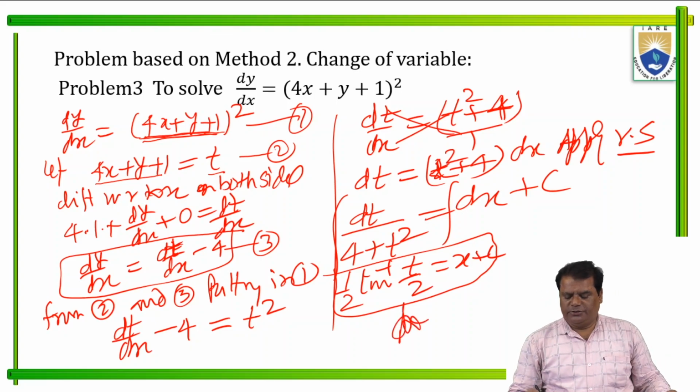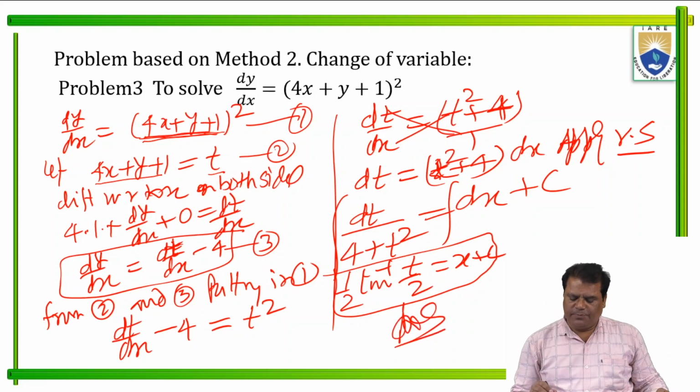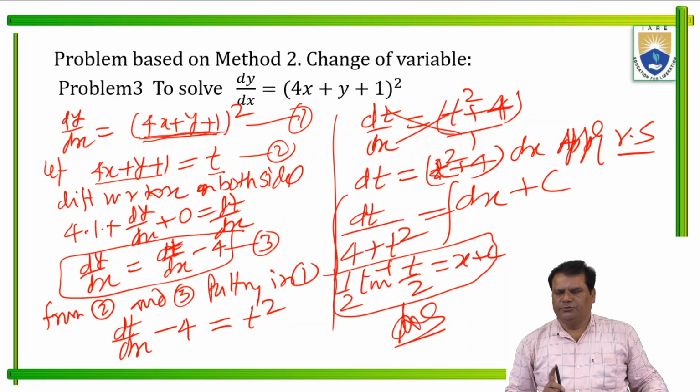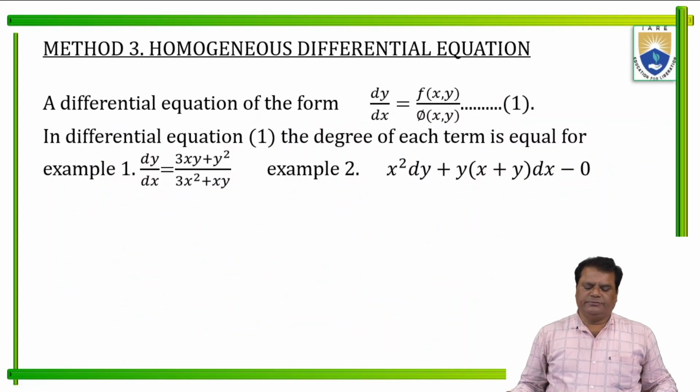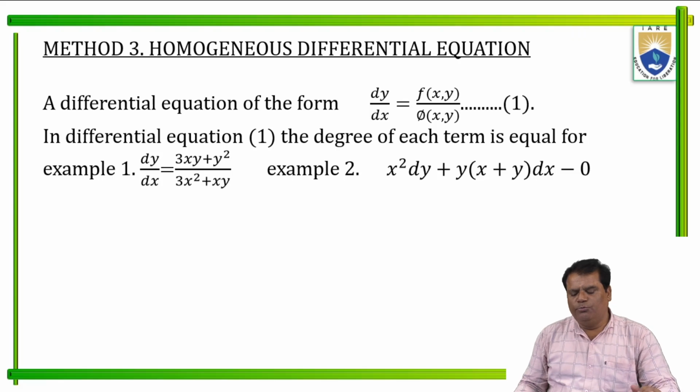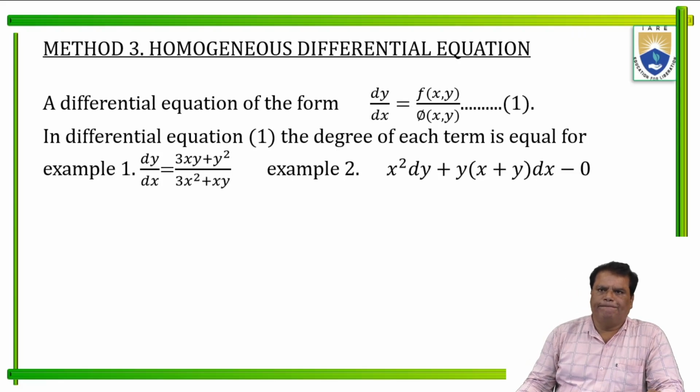So this is the complete solution of this question: 1/2 tan inverse (t/2) = x + c. So this is the method of change of variable. Okay. Next. Method 3: Homogeneous differential equation.